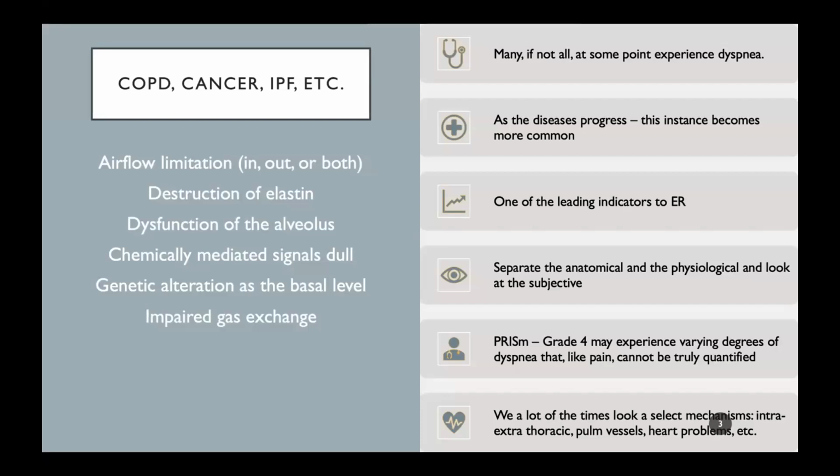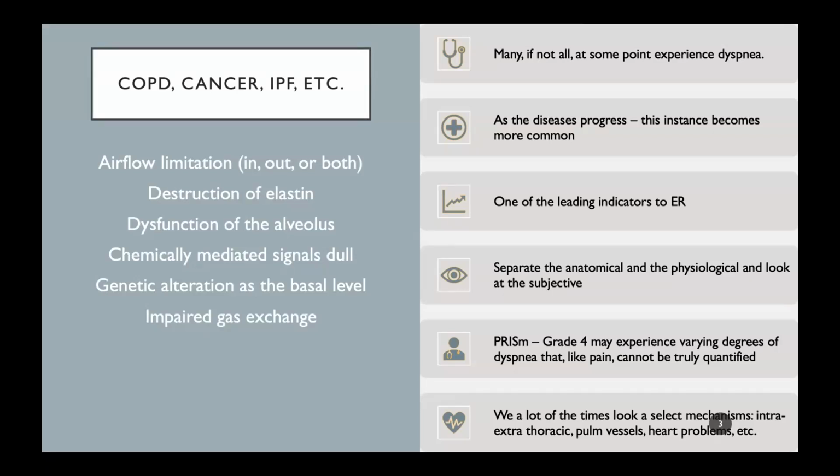So we're going to separate the anatomical and the physiological, and we'll look at the subjective. But how is it causing the shortness of breath? Well, we'll see destruction of the elastic fibers, dysfunction of the alveolus as a whole, chemically mediated signal stall, theoretically genetic alteration at the basal level, at the extracellular matrix even, and impaired gas exchange.